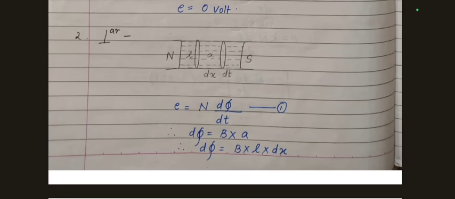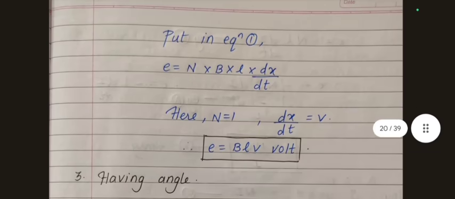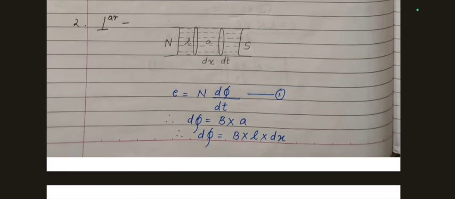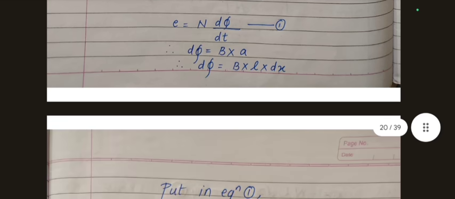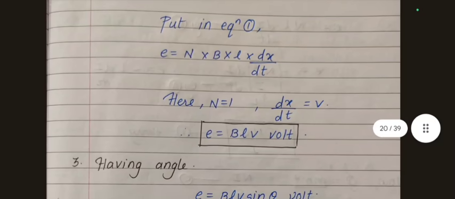Phi will become B into A. Here it will become this formula, and as A is L into dx, that is area is length into dx, it will become d phi is equal to B into L into dx. So if we put this in equation number 1, what is our equation number 1? E is equal to n d phi by dt. Just substitute this in equation number 1, you will get n into B into L into dx by dt. Now by keeping number of turns as 1 and dx by dt as V, we will get E is equal to BLV volt.